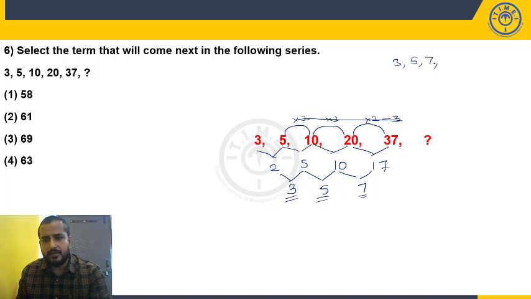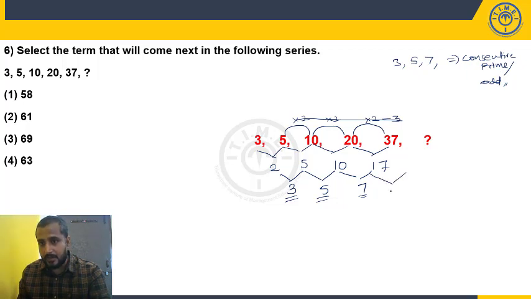3, 5, 7 are consecutive prime numbers as well as consecutive odd numbers also. Both can be possible. You cannot confirmly say which pattern it is. 3, 5, 7 are consecutive prime numbers, consecutive odd numbers.